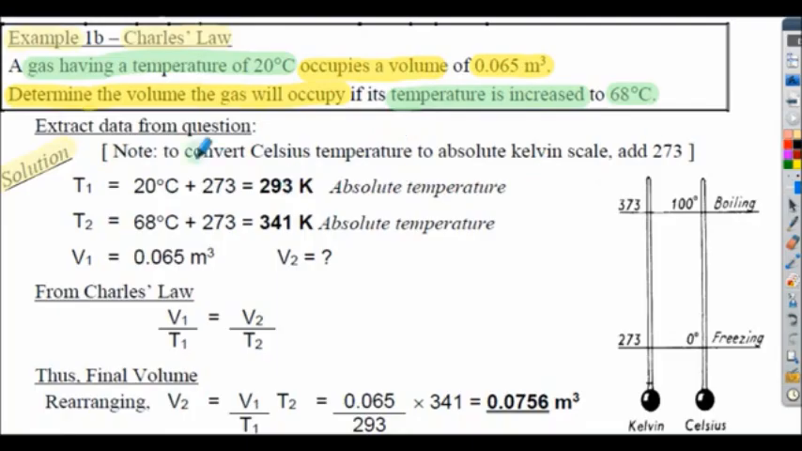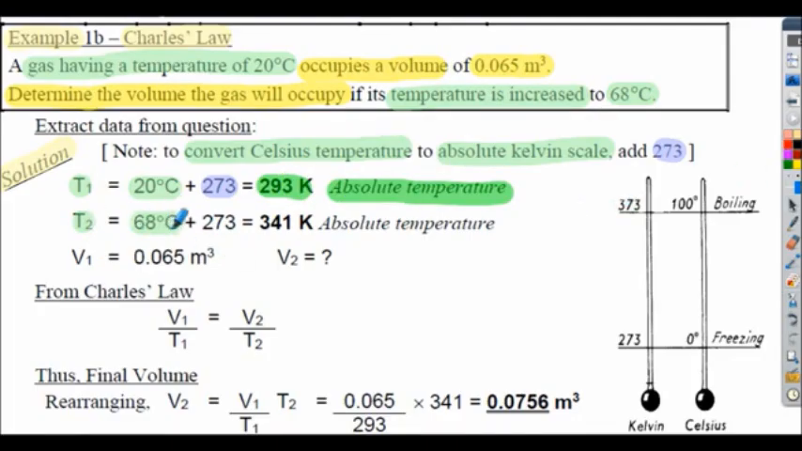Note from our recap slide, to convert Celsius temperatures to the absolute Kelvin scale, we need to add 273 to our Celsius temperature. So for T1, that was 20 degrees C stated in the question, we add 273, so the absolute temperature is 293 K, and we do the same for T2, so 68 degrees C, add 273. So 341 K is the absolute temperature for T2. Volume V1 is stated in the question, and we've got to determine V2.